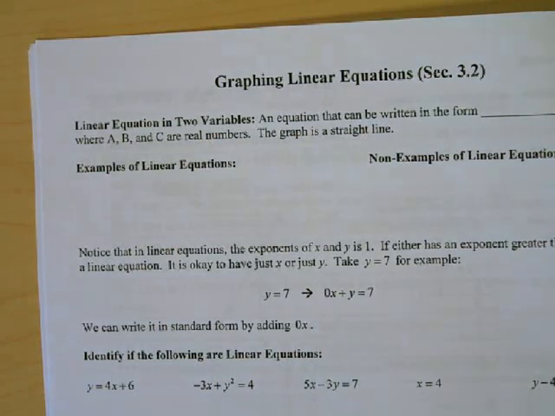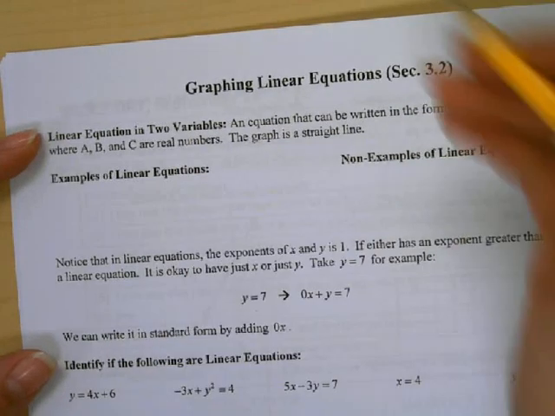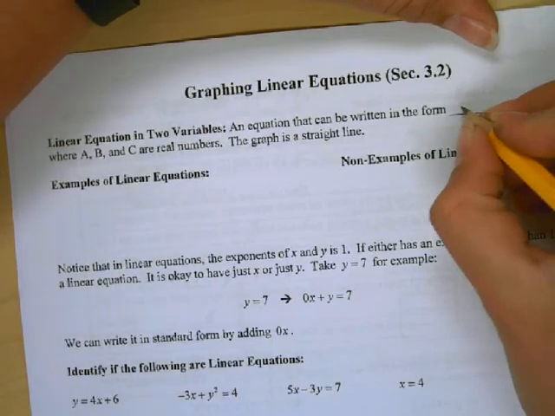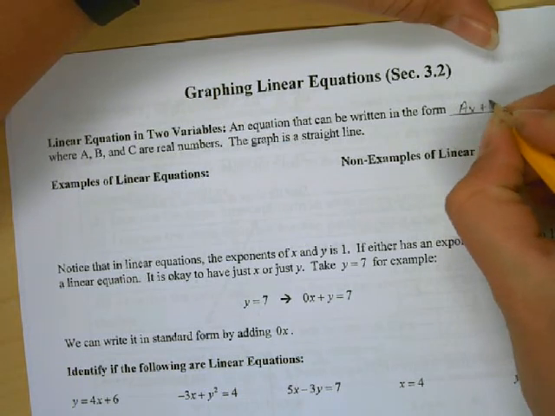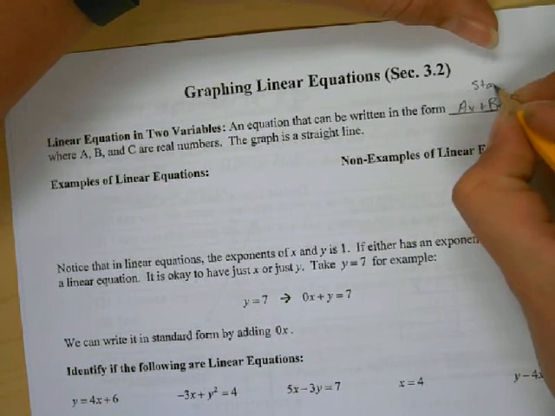Okay, so today we're going to start our Unit 3, which is going to look at graphing. We're going to start with the basics, graphing linear equations. A linear equation in two variables is just an equation that can be written in the form ax plus by equal to c. This is what we consider to be standard form.